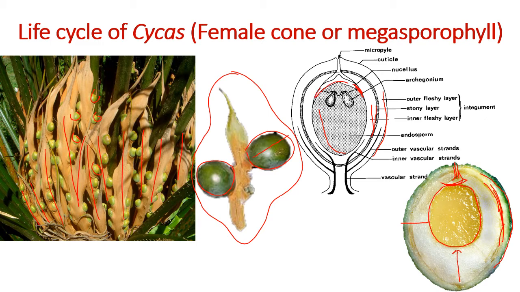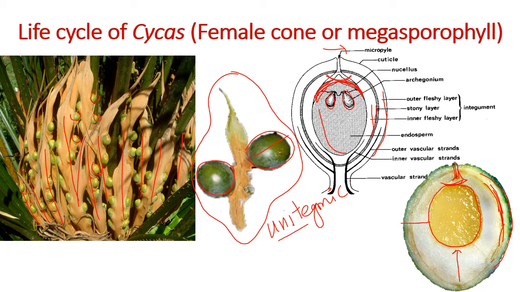That nucellus itself is the endosperm of gymnosperms, which is maternal tissue acting as endosperm, so it is haploid and maternal in nature, and it develops before fertilization. Here you will see two archegonia present at the apex. This is the micropyle, and here is the pollen chamber. This is the typical structure, and the ovule of Cycas is unitegmic.